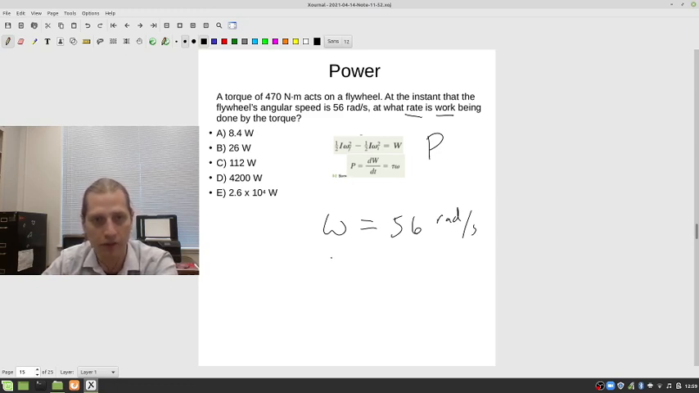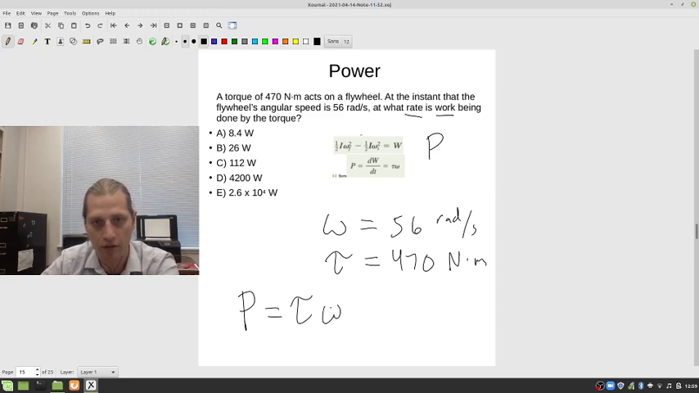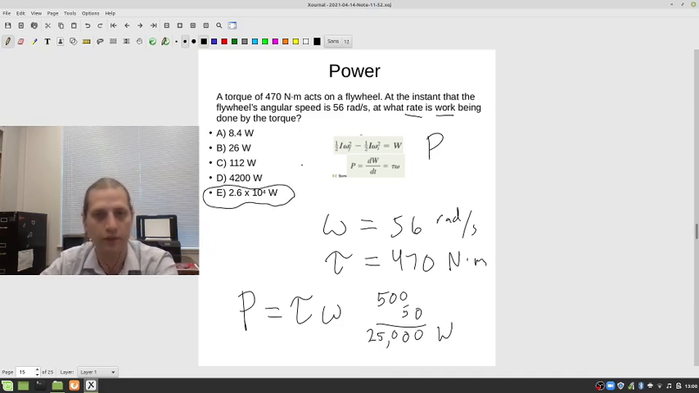So we're given the omega, we're given the torque, 470 Newton meters, and if we have those two things, we can find our power. Okay, so just take one, multiply by the other. In this case, the way that I would do it is to say, oh, this is about 500, this is around 50. Okay, so I know that my answer is going to be somewhere around 25,000 watts. This is the only one that's close. And that's my answer.